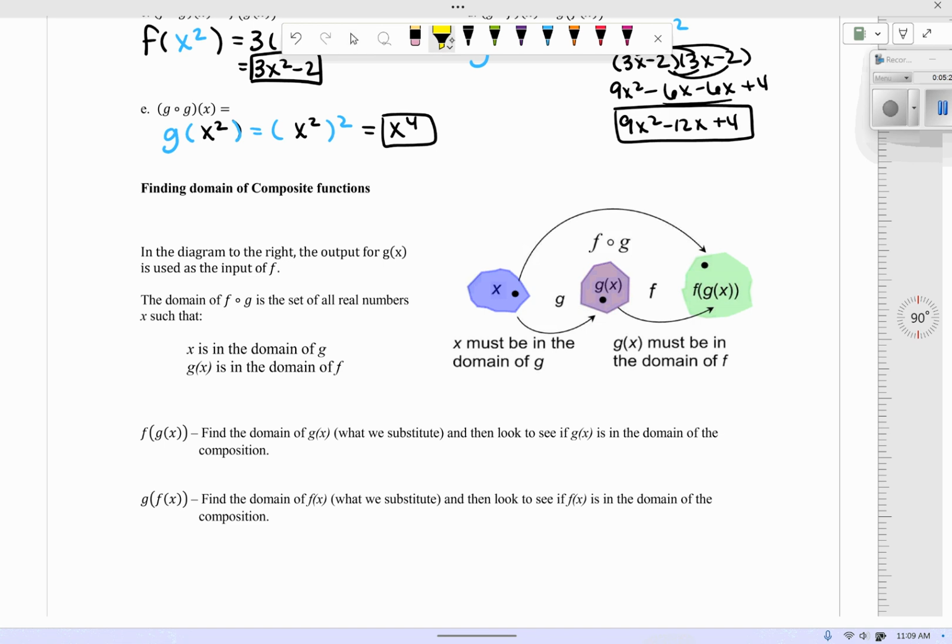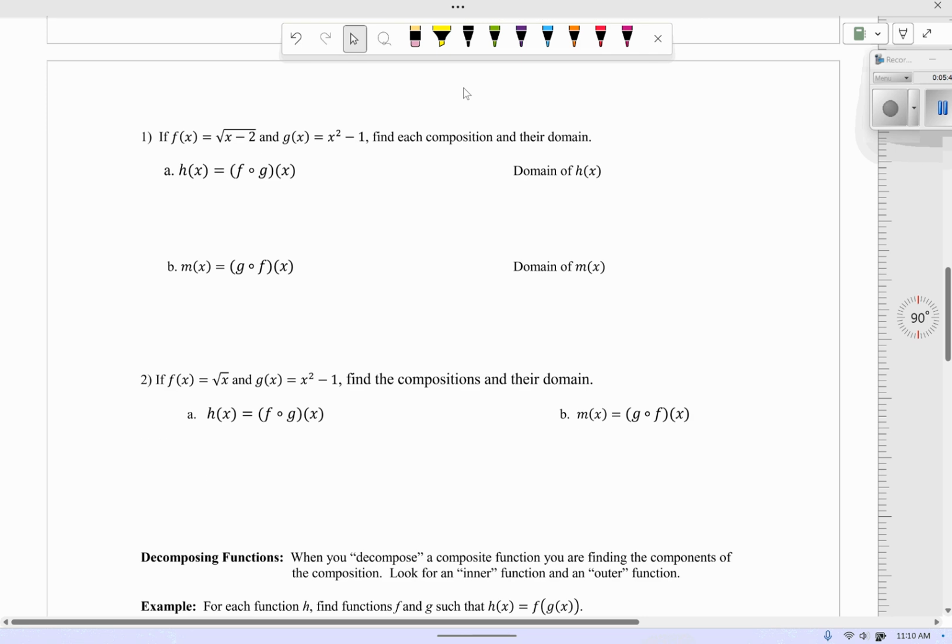So we're going to find the domain of g of x, what we substitute in if we're doing this function, and then we're going to look to see if it's in the domain of the composition answer. If we're doing g of f of x, we're going to find the domain of f of x, what we substitute in, and then look to see if it's in the domain of the composition. So let's go ahead and do some examples.